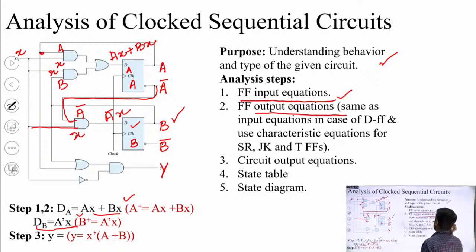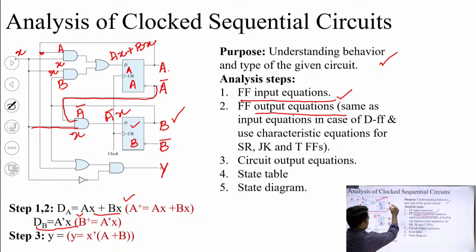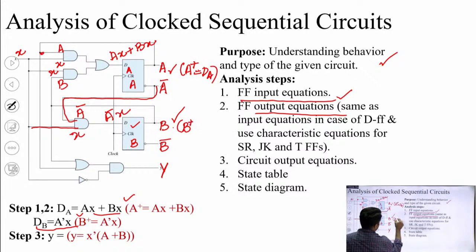Then flip-flop output equations, because this is a D flip-flop in which we know that the output is exactly similar to the input. That's why the next output of this D flip-flop, right now we have denoted the outputs as A and B, so the next state outputs are denoted by A plus and B plus. So A plus, that means next state of A will be exactly equal to whatever you apply at the input, dA. Similarly here B plus will be exactly similar to dB.